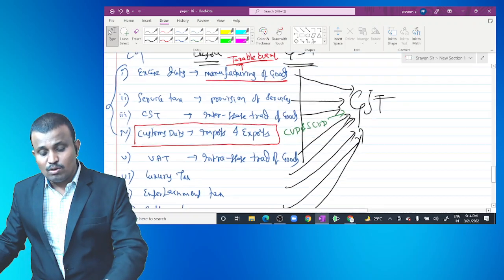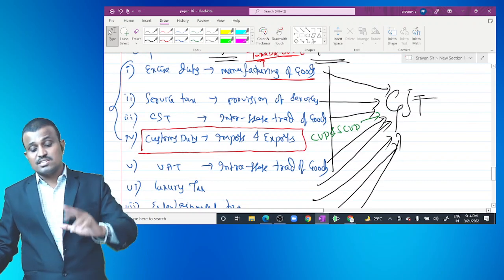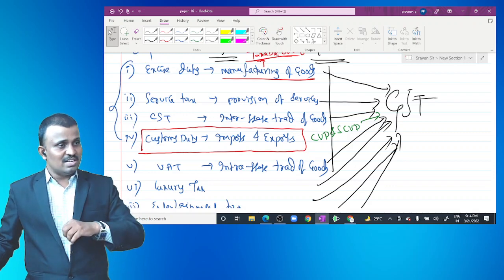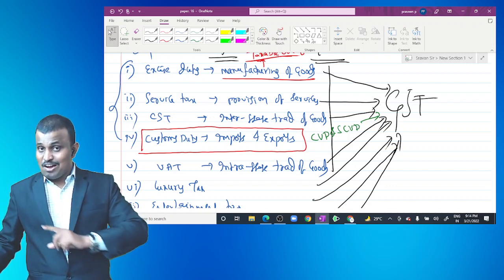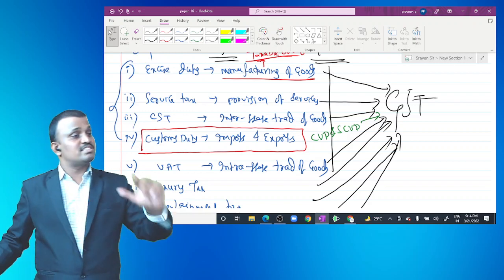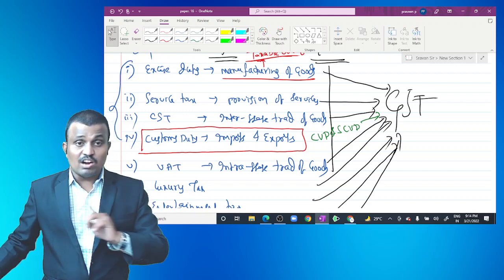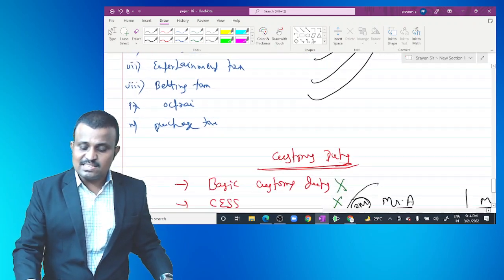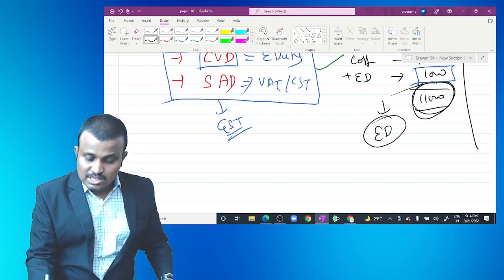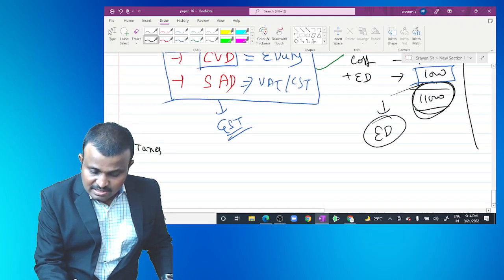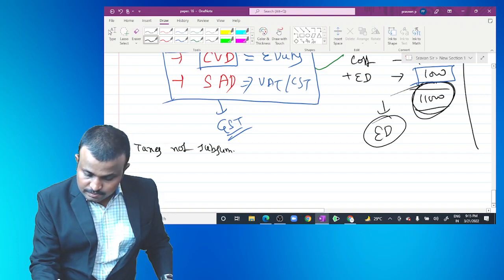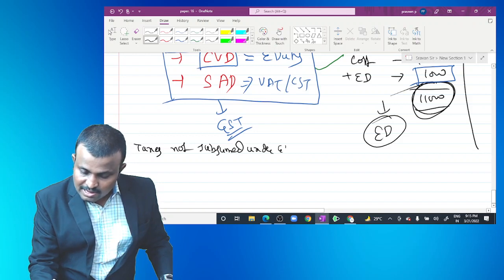So this is about which taxes are subsumed under GST. Then, which taxes are not subsumed under GST? Remember one thing, not all indirect taxes are subsumed. But the majority of the indirect taxes are subsumed under the purview of GST. Some indirect taxes are still levied even after implementation of GST in India. So that is nothing but taxes not subsumed under GST.